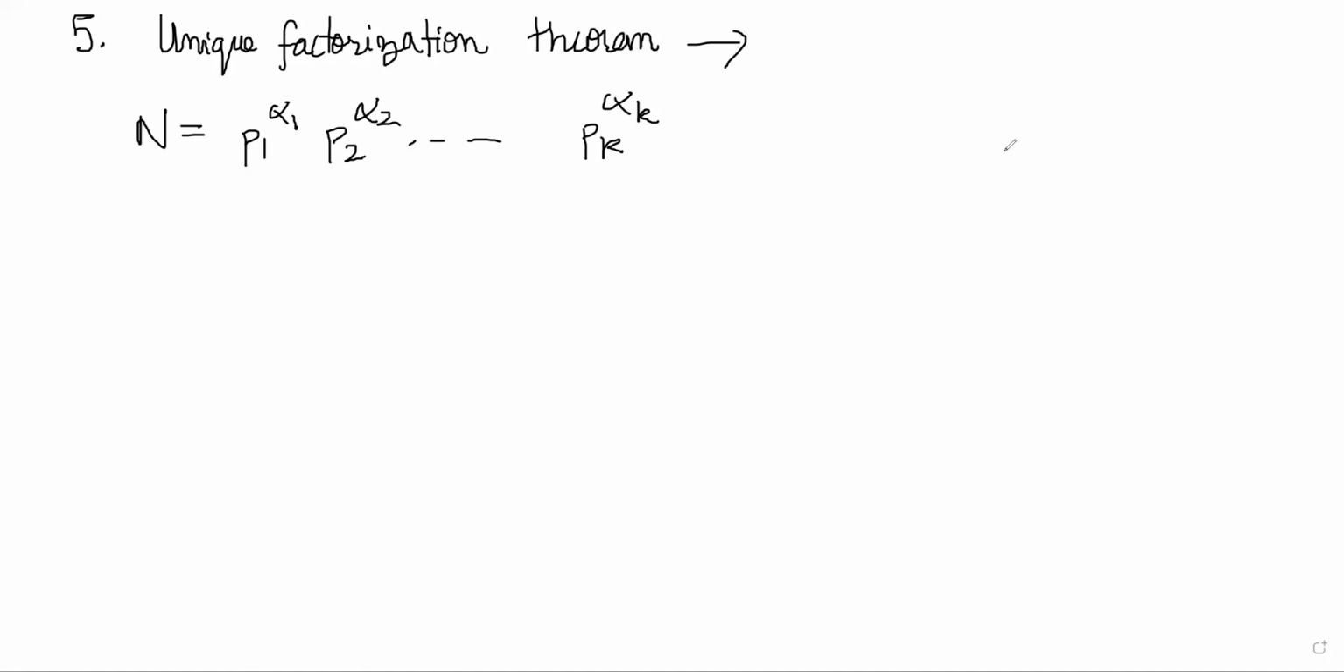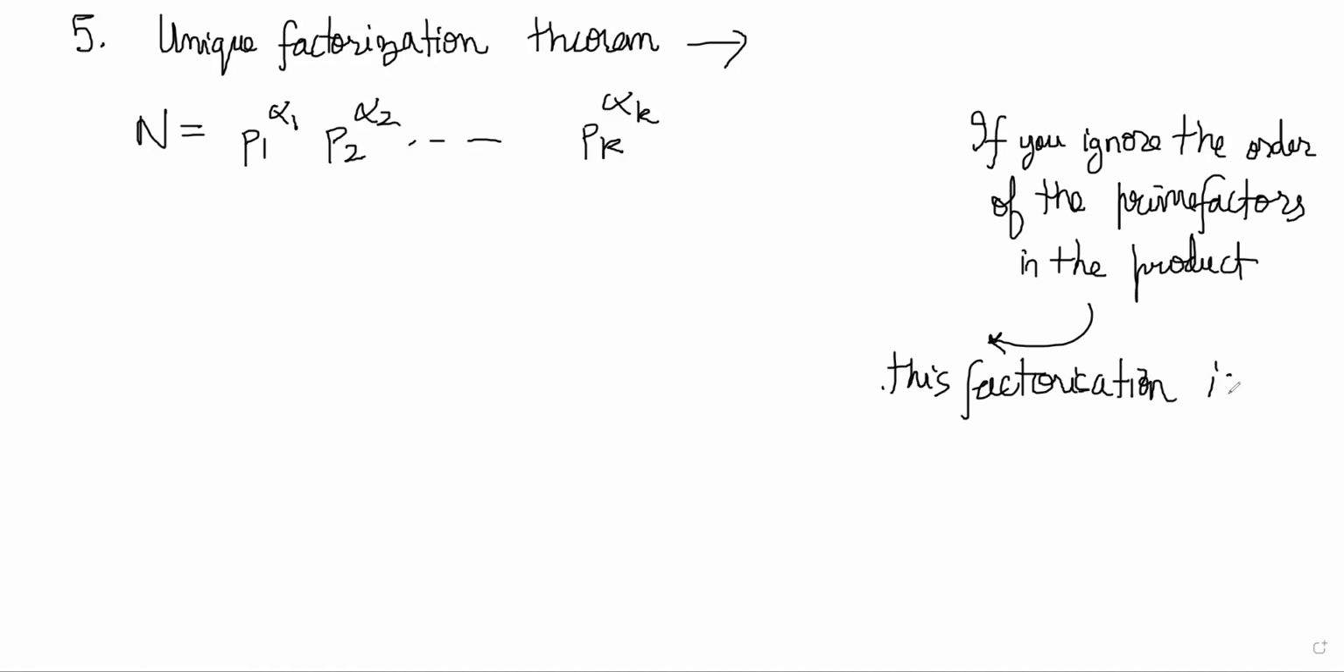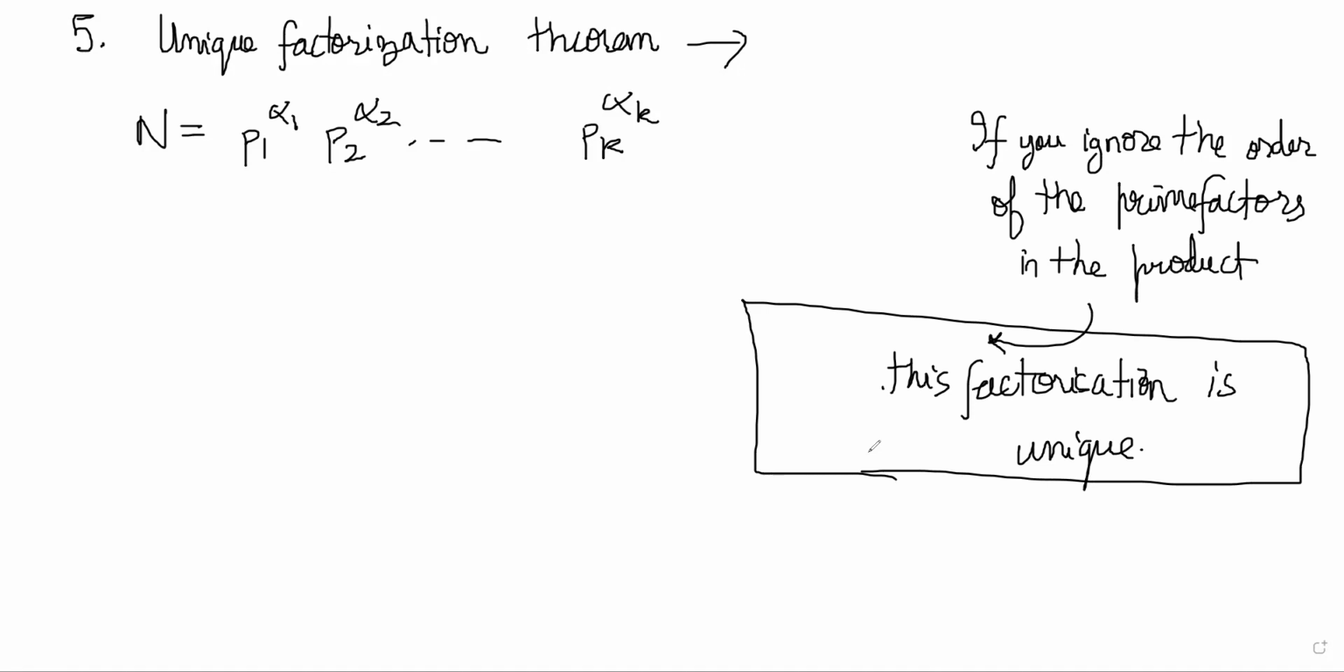Now, if you ignore the order of the prime factors in the product, basically whether 2 should be put first or 3 should be put second and so on, if you ignore the order, then the factorization is unique. This factorization is unique, which means that a single integer cannot have two different prime factorizations. You always have one prime factorization for a single integer, and this is known as the standard factorization of n. So that's pretty important.